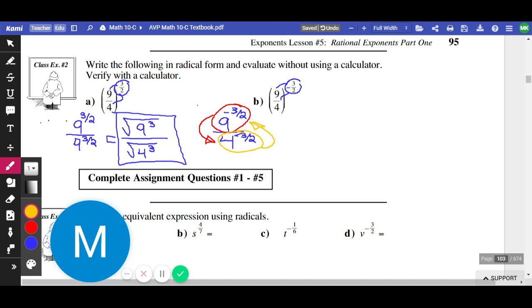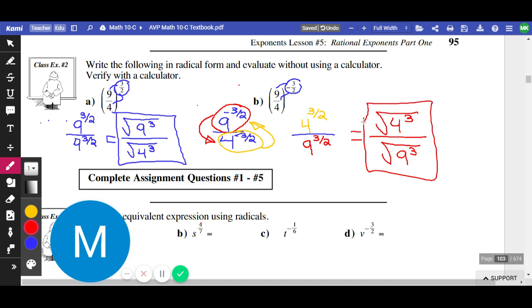That means I now have 4 to the power of positive 3 over 2, divided by 9 to the positive 3 over 2. Like that. So power of power rule, deal with the negatives, flips your powers that are negative. Now you convert. So on the top, I would end up with the square root of 4 cubed. And on the bottom, I'd end up with the square root of 9 cubed. And that would be sufficient.